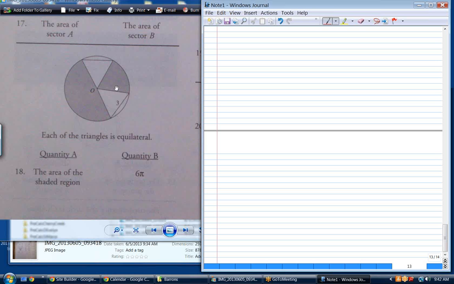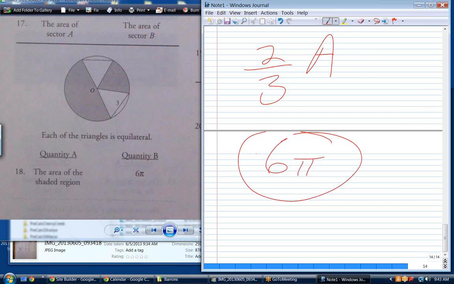Okay. That is 1/6 of the area of the circle. Okay. So that's 1/6, that's half, or 3/6. So the shaded region is 2/3 of the area of the circle. And the area was 9 pi, correct? Yes. So we have 2/3 of 9 pi, so 6 pi is the area of the shaded region. So they're equal. Yes.